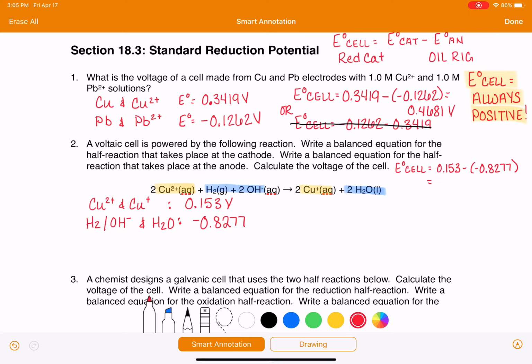I'm not even going to write that down because I can see that what I have already written is going to give me a positive number. And I've told you, you're only going to get a positive number one way. So if you happen to get a positive number on the first try, that means that you got it right on the first try. So the voltage of our cell is 0.9807 volts.